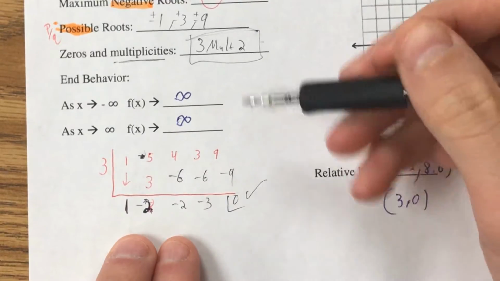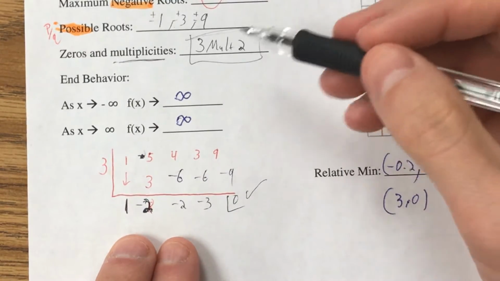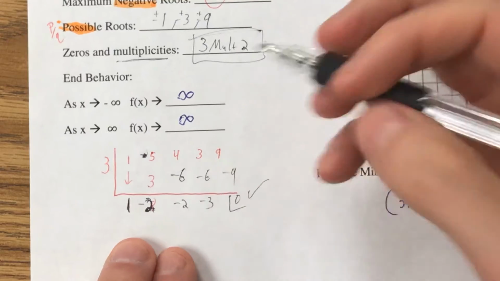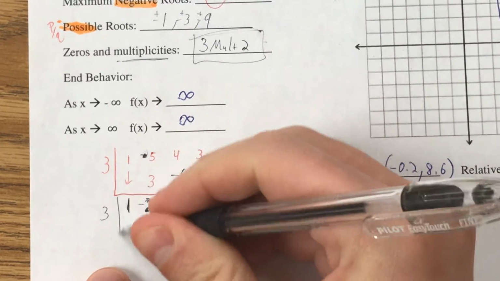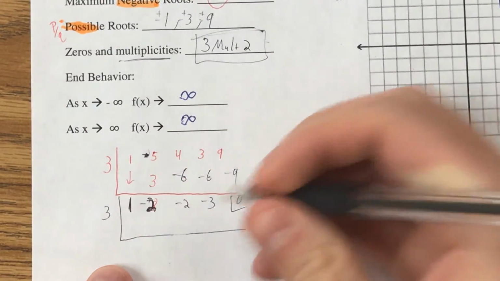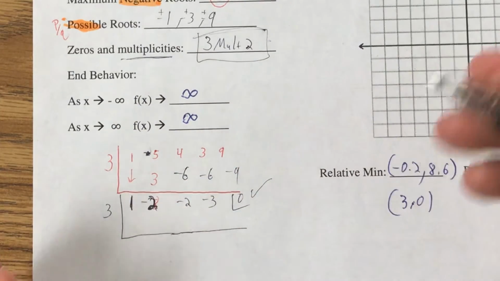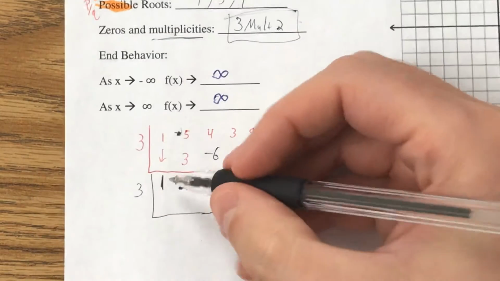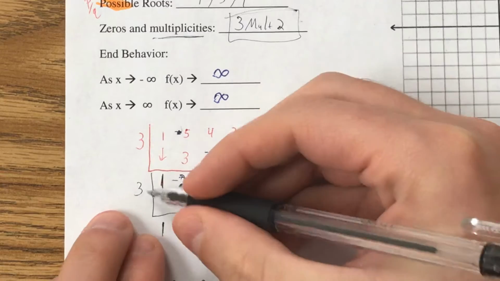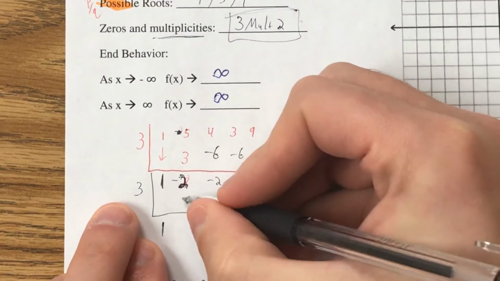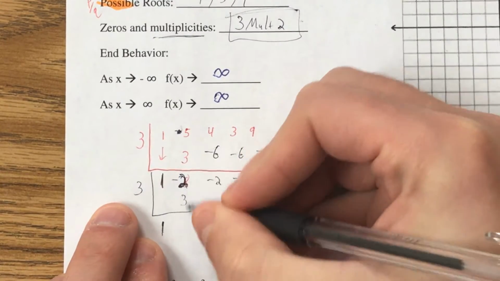Cha-ching. Next up, since its multiplicity was 2, that means you could actually do this thing again with the number 3. That's what the multiplicity of 2 means. It means it works twice. Why would we do this? I'll tell you later. So drop down the 1 again, multiply, and add.